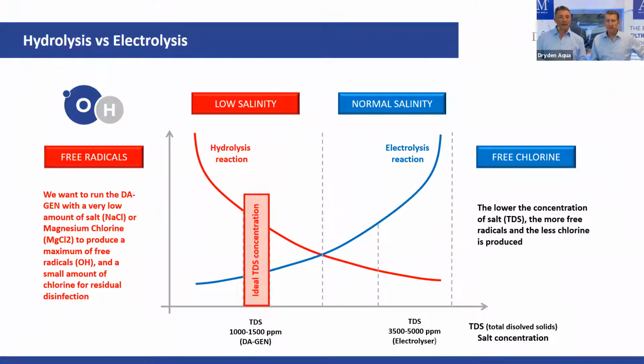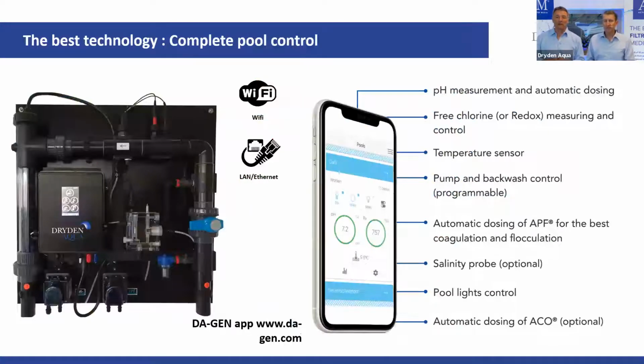Yep. So ideally, we recommend to operate our DHN with a salinity between 1 kilogram to 1.5 kilogram. Yep. Perfect. You can go higher. You can also go a little bit lower. So the beauty of this DHN is that it comes all together.